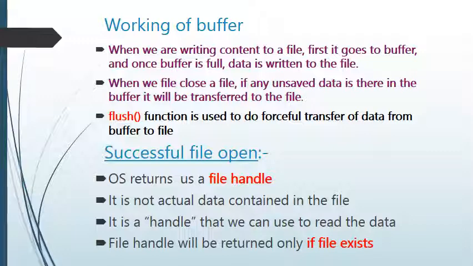If your file opening is successful, the operating system will return a file handle. That file handle is not the actual data content of your file, but that particular variable or object is used to read your information from the file. That file handle will be returned to your program only if that file exists.